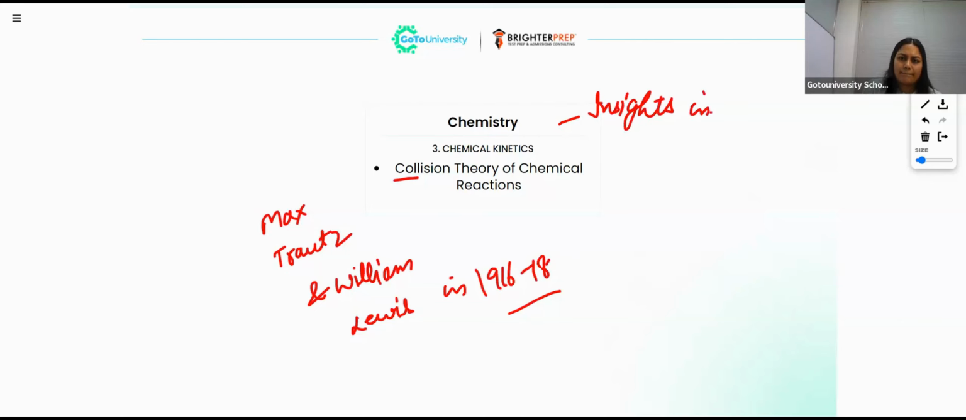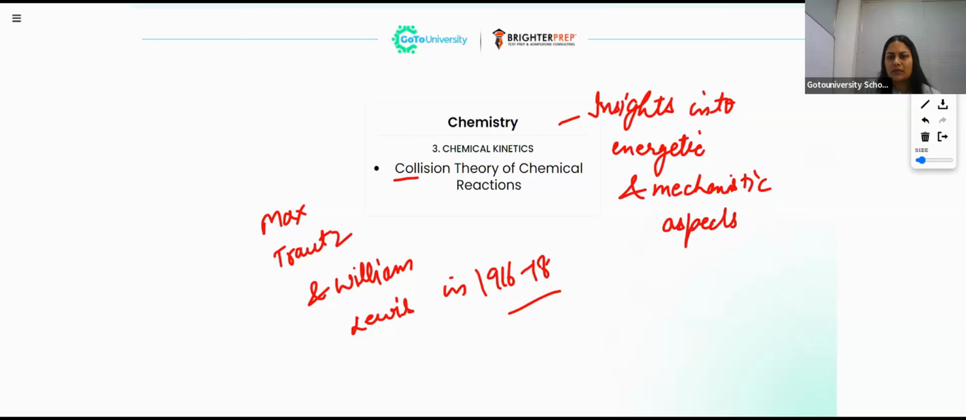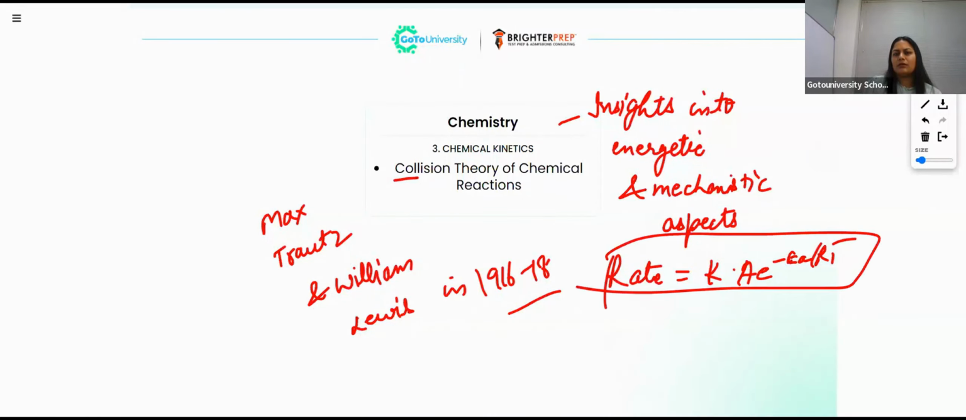They gave insights into the energetic and mechanistic aspects of chemical reactions. There they have given that the rate is equal to k times the product of reactant concentrations, with the Arrhenius equation in collision theory.